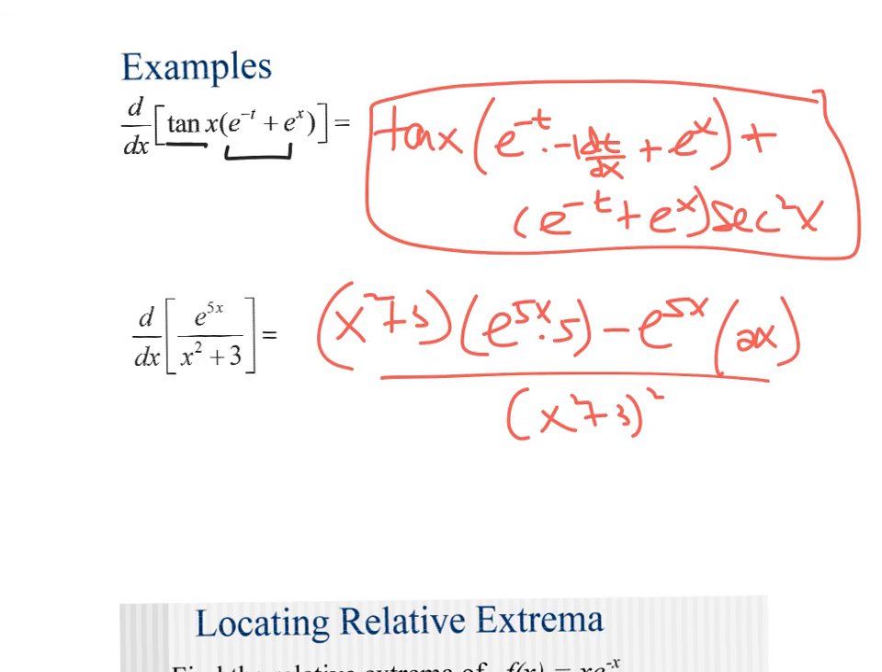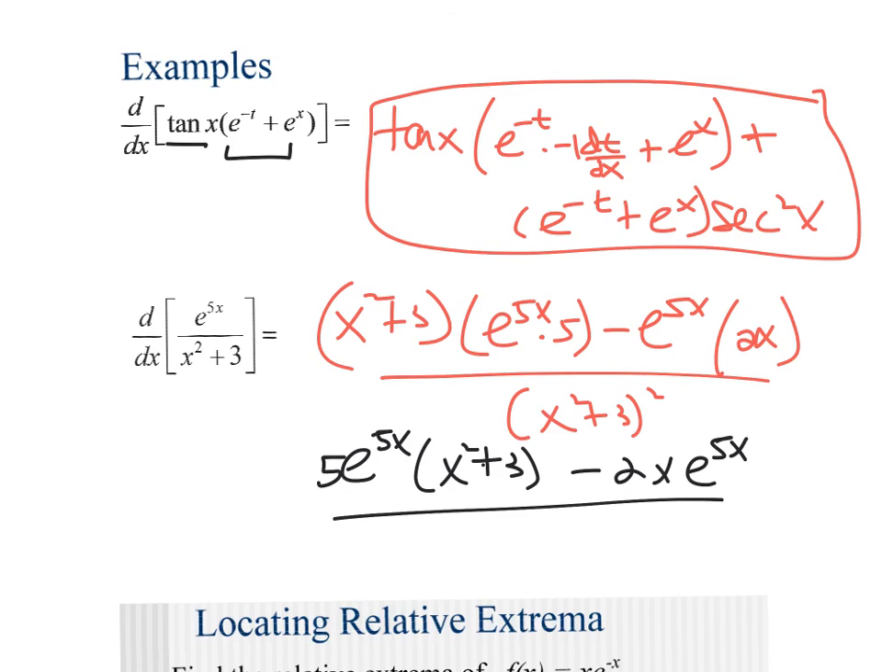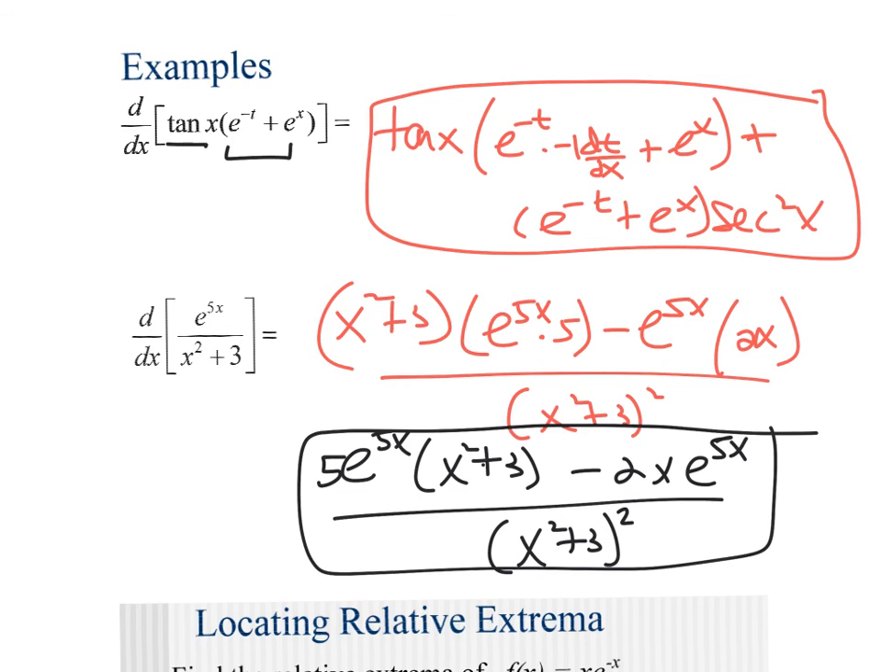So what I would do is clean it up a little bit. So let's just make it 5e to the 5x times x squared plus 3 minus 2x times e to the 5x all over x squared plus 3 squared. So technically you could factor out an e to the 5x, but unfortunately you can't combine like terms if you do that, so personally I would leave it.